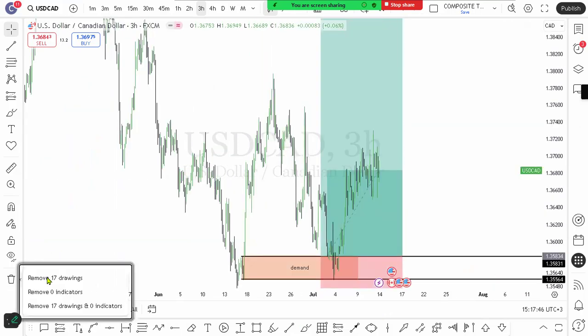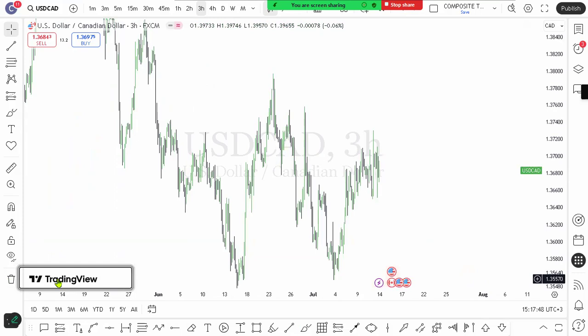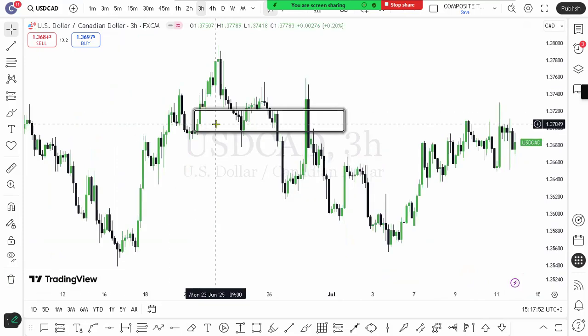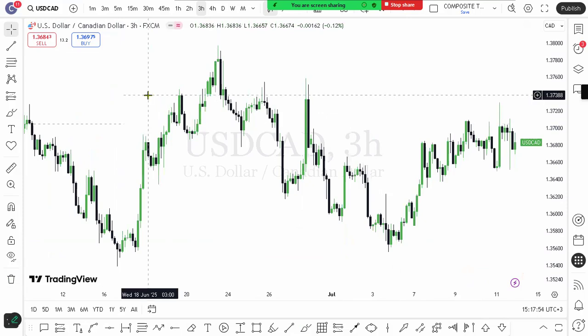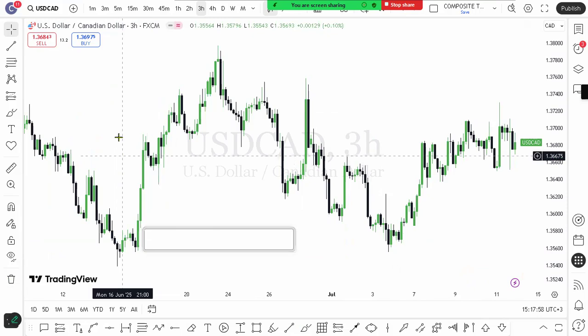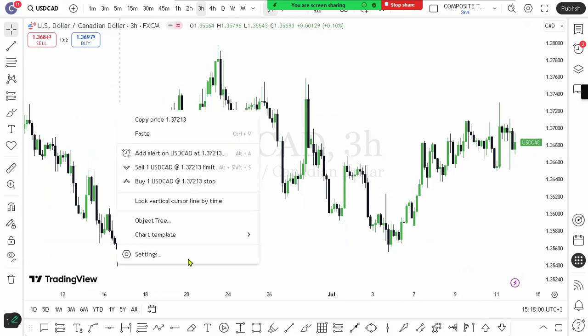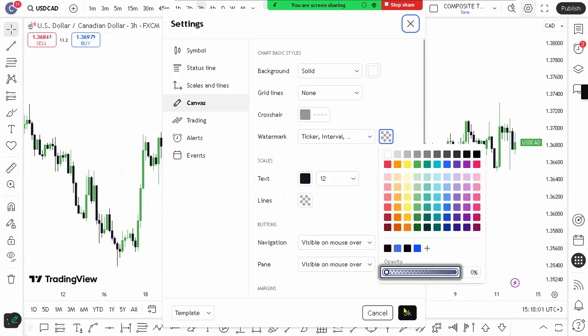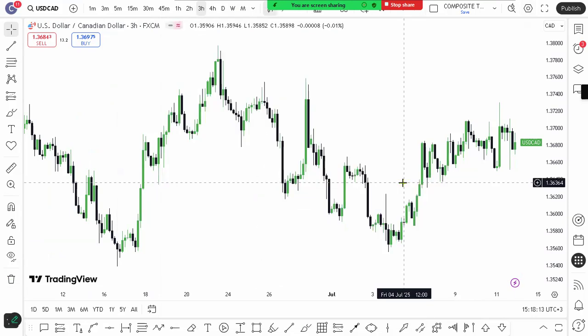Let's delete everything here. So what are the steps that I follow when I look at the market? This is the USD CAD. I'll remove the watermark on the background. The steps that I follow, number one, is to identify the trend. You have to be aware of the most recent trend of the market so that you can anticipate where the market is likely to go.